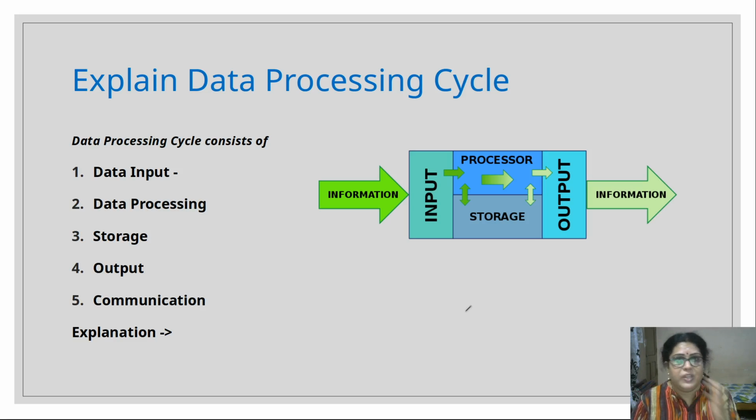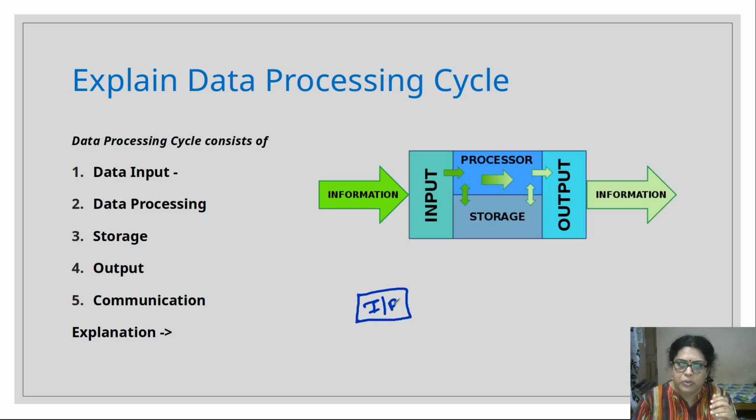This is also a very, very important question, it can come for 5 marks. And it's a very simple question. It says explain data processing cycle. So what is the data processing cycle? I'm sure you would have remembered in your first PU the block diagram of the computer. The block diagram of the computer looks like this, isn't it?